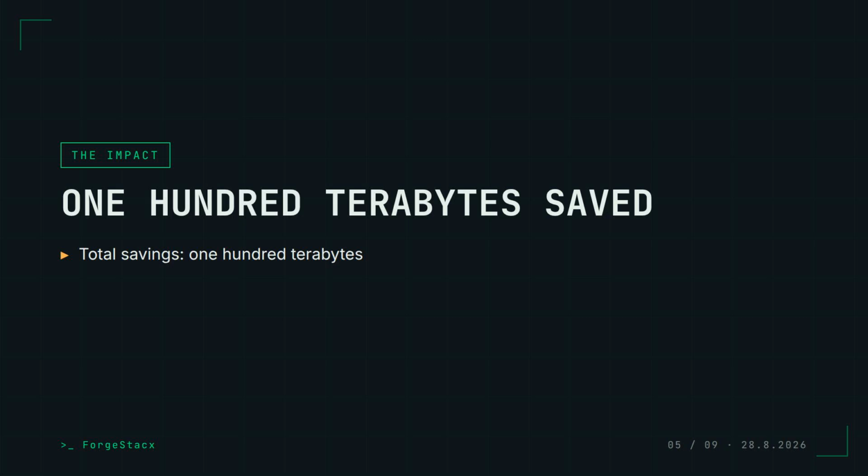This is a concrete number from the Cloudflare blog. It represents the cumulative savings across all their servers. This is not a theoretical benefit. It is real hardware that is no longer needed.